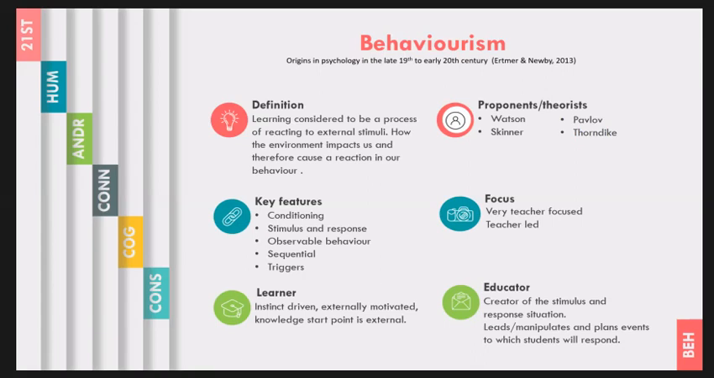What do you see the learner presenting with, or what does the learner see that affects their behavior? Things are quite sequential and they are triggers. So a trigger, for example, again will be the hand up in the air. That's a trigger for the child to understand this is what I need to do. In terms of what we see in the learner would be instinct driven, externally motivated because they would be receiving punishment or reward for their behavior, and the knowledge start point is external.